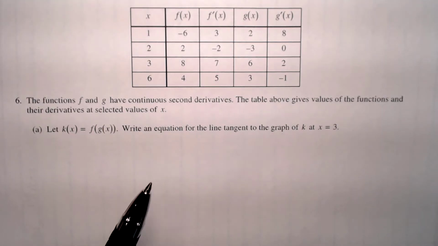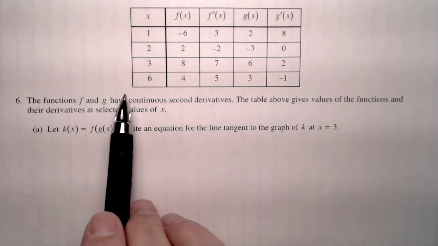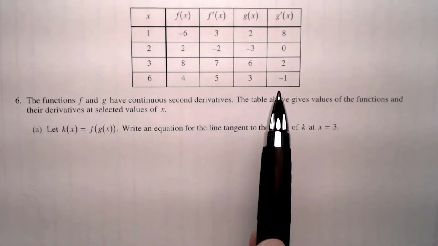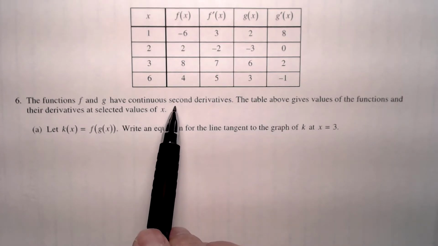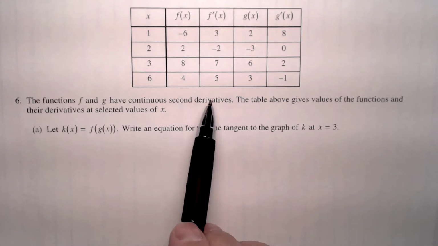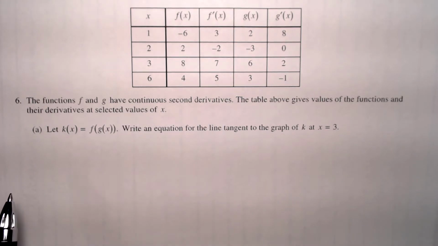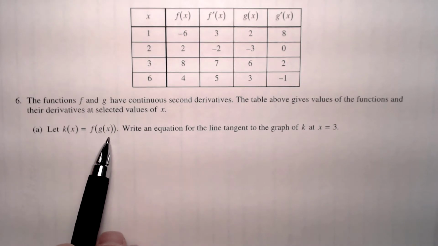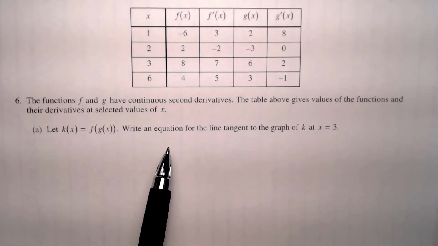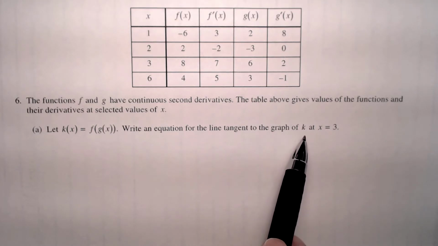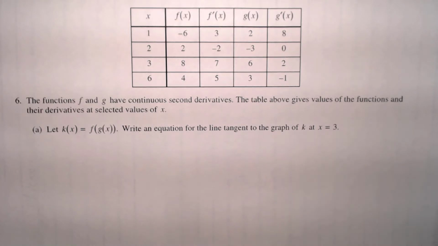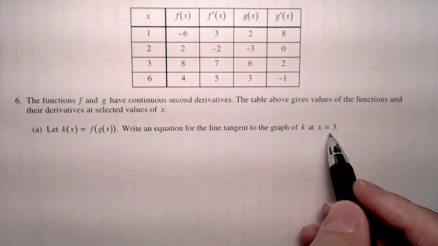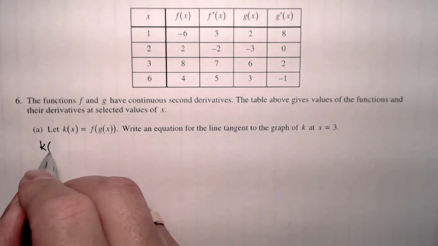In this question, we are given two functions, f and g, at various points, 1, 2, 3, and 6, and their derivatives. So those are continuous, and they have continuous second derivatives. And so the first question is k of x is equal to f of g of x, and we need to find the equation of the line tangent to the graph at x equals 3. So let's first find the y, which corresponds to k of 3.